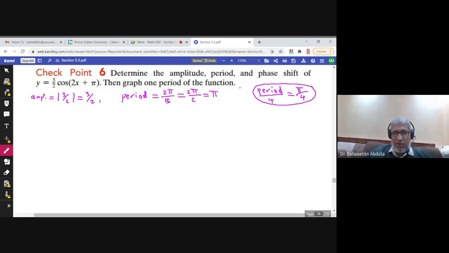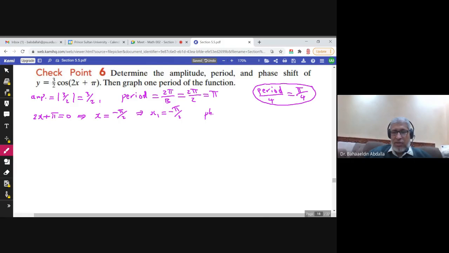And now we still need to find the phase shift. How to find the phase shift? I take the argument, which is 2x plus pi, put it equal to 0, and solve this equation for x. You take pi to the other side, then you divide by 2, so you will have negative pi over 2. This is x1, the first value of x. We start from here, and it's also the phase shift.